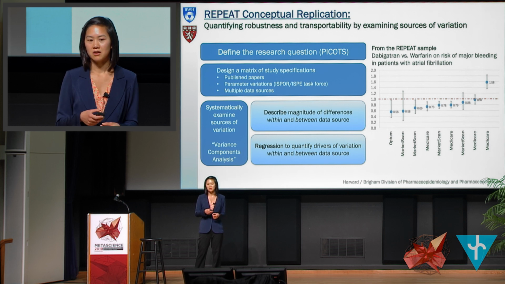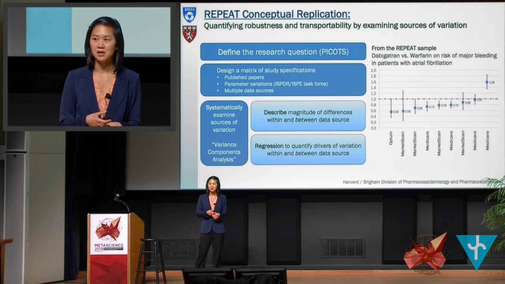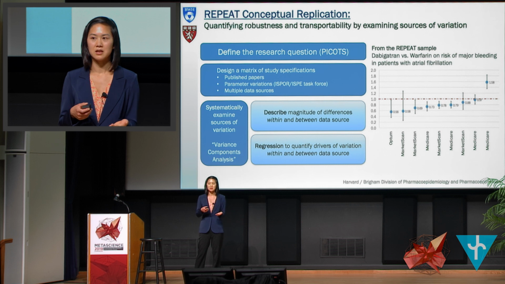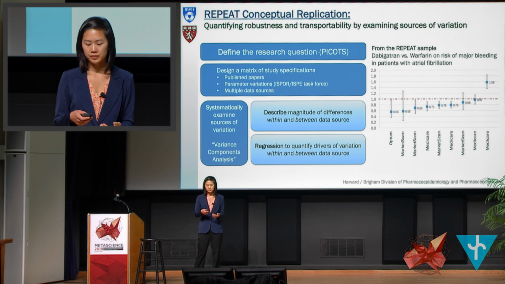And in this figure here on the right, this is just from the repeat replication sample. We had 9 papers looking at this question of dabigatran versus warfarin, these are anticoagulants, on risk of major bleeding in patients with atrial fibrillation. So that's the question, these are the results. And you can see that there's quite a bit of a range in them, even though many of these were implemented using the same data source.